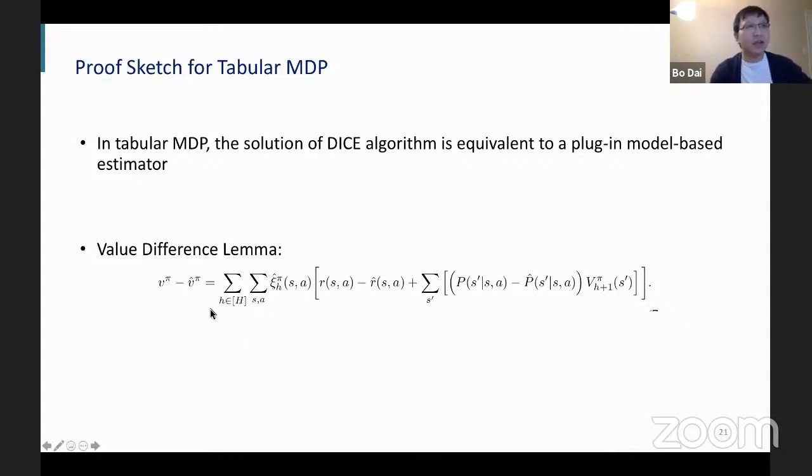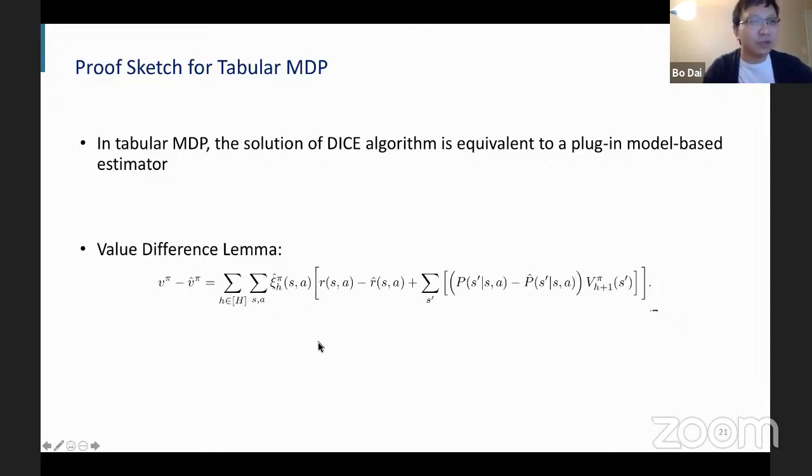And then another important lemma is the value difference lemma. It means I give you a policy, and the true value of your policy minus the value estimated by this plug-in estimator can be written in this formulation. Here, d hat is the stationary distribution estimator; compared to my previous slides, it could be understood as D hat. And this r hat is the estimator of the reward function, and this P hat is the estimate of the conditional or transition distribution based on the data.